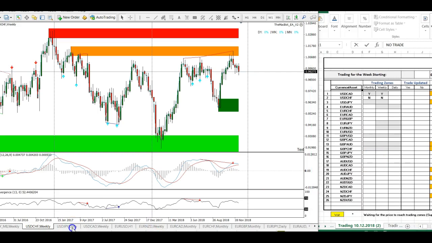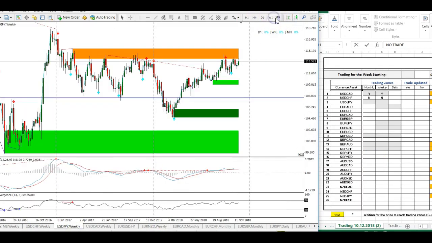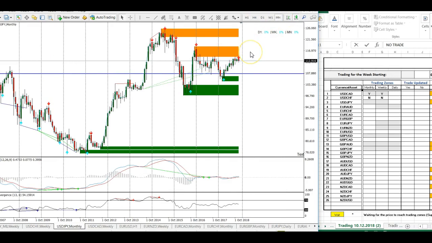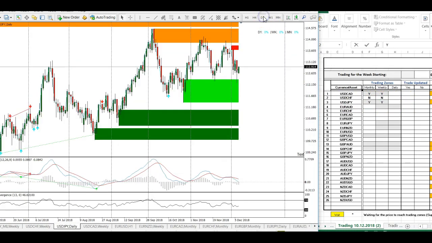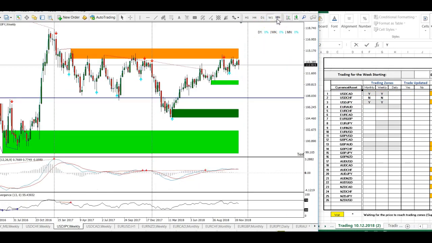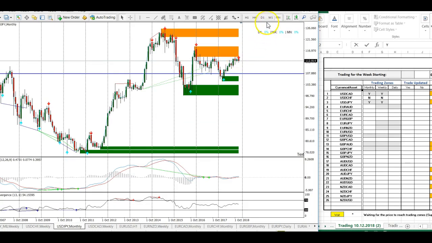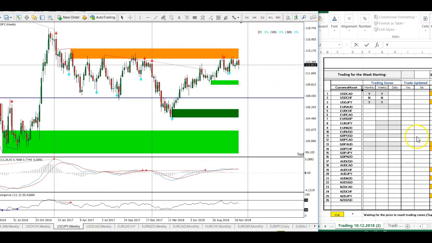Next one is the USD Japanese yen. Okay, monthly. Is price at a monthly? It is. Let's see, it's at a nice monthly area. There's this trade's already in play, and we'll just look at it here. Once we've done the monthly, yes, we'll move down to the weekly. Is price at a weekly? Kind of is, yes. And so we've got two yeses there. Okay, we've got a weekly and a monthly. Set the monthly, set the weekly, and now we can move on to the next part.